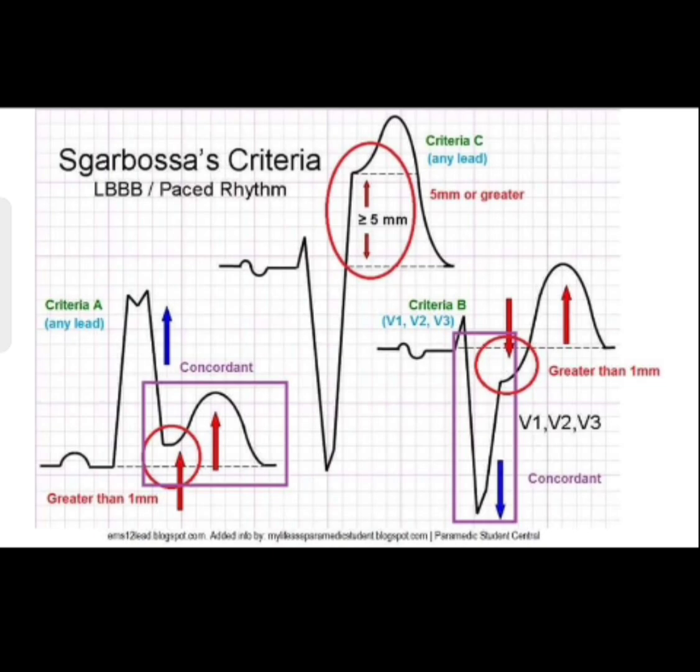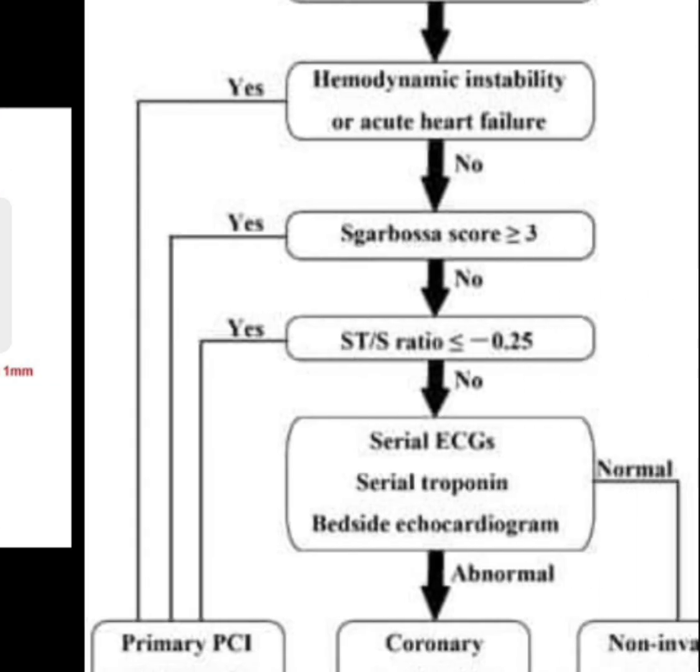So Sgarbossa criteria A is concordant more than 1 mm ST elevation. Criteria B is ST depression concordant in V1, V2, V3, and criteria C is in any lead 5 mm or greater ST elevation in a left bundle branch block or paced rhythm as per Sgarbossa criteria.